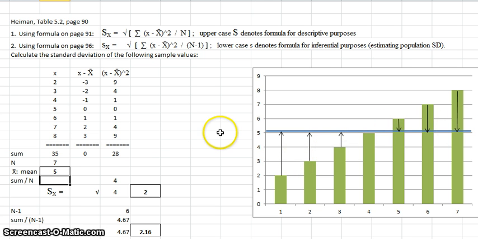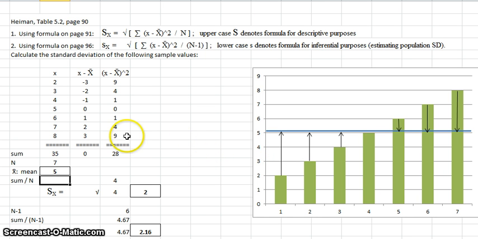There are some positive, some negative. If we add them all up, we find 0. So if we were to say the average deviation is 0 divided by 7, well, that's not too helpful. And the difficulty is that the negatives and the positives cancel each other out. So we need a different way to do this.